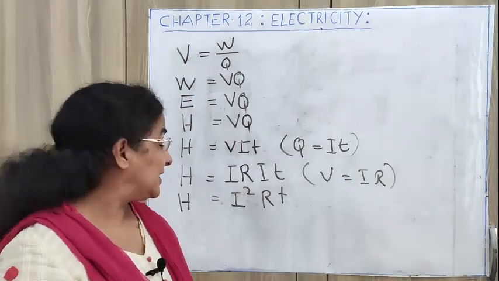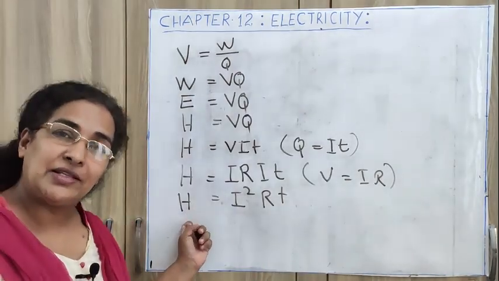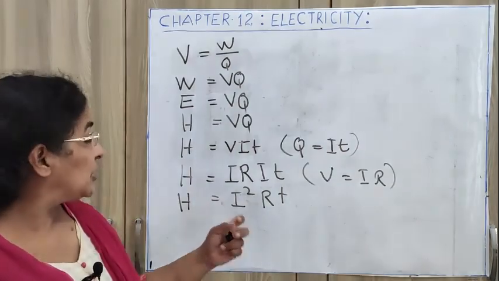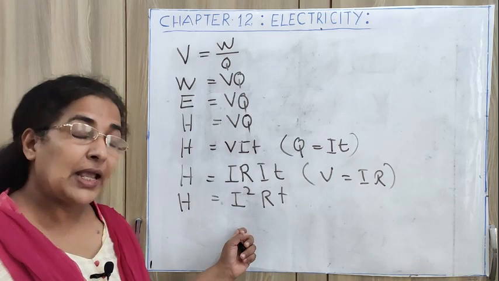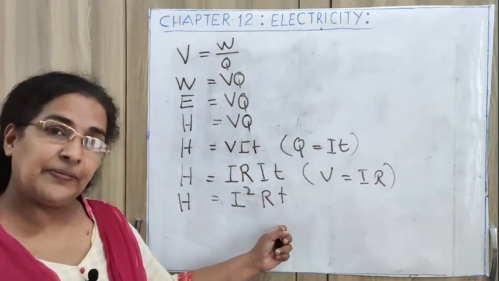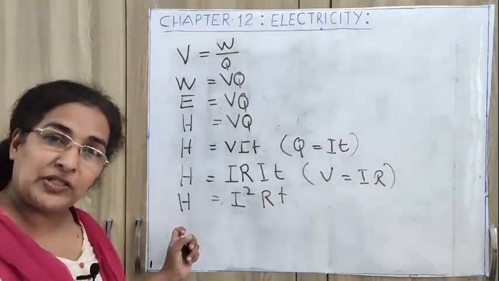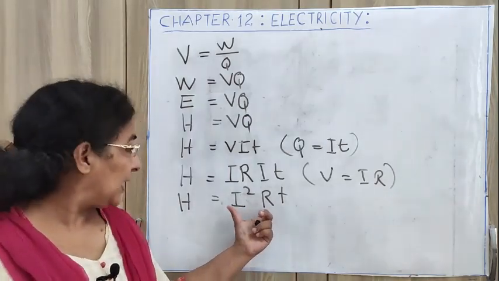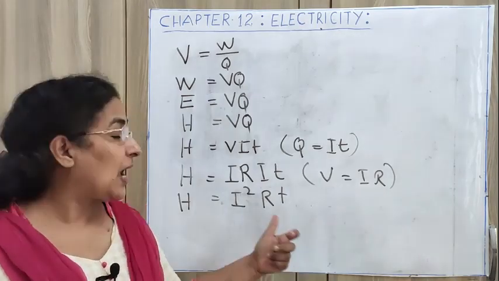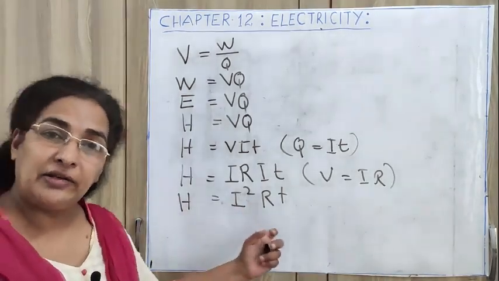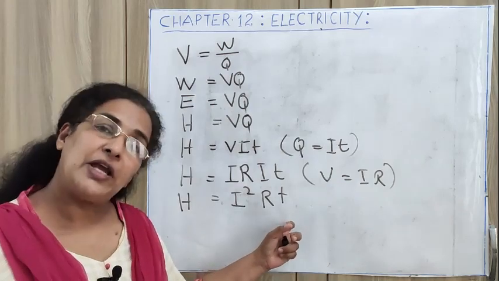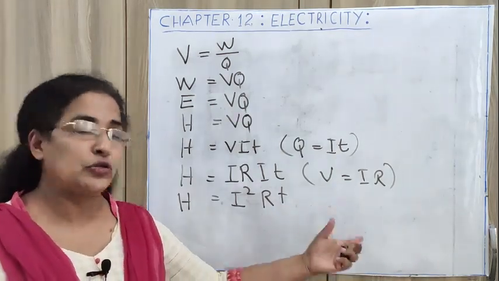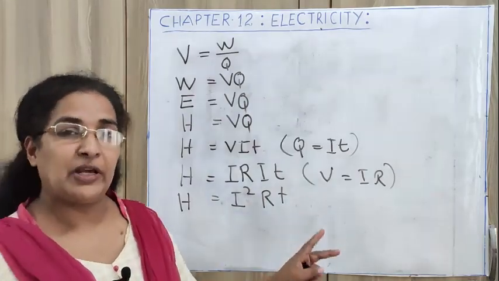Joule's law of heating states that heat energy produced in a resistor is directly proportional to the square of current for a particular resistance, and heat energy produced in a resistor is directly proportional to resistance for a particular current and for particular time, and heat energy produced in a conductor is directly proportional to time for which current is flowing. This is Joule's law. Joule's law you will be learning only up to this form here in 10th standard.